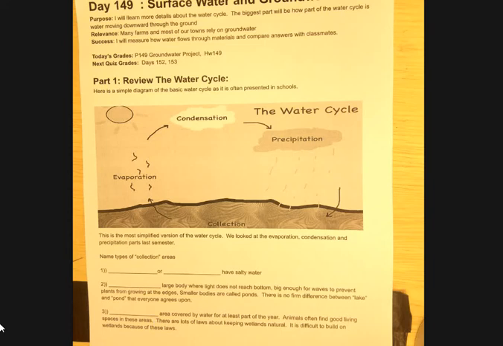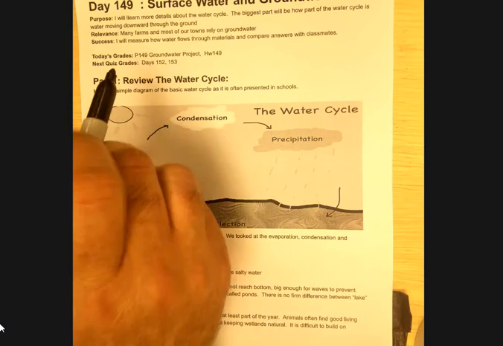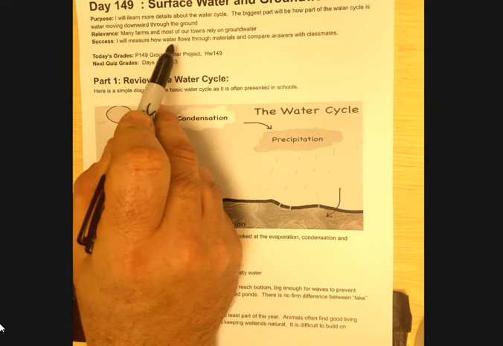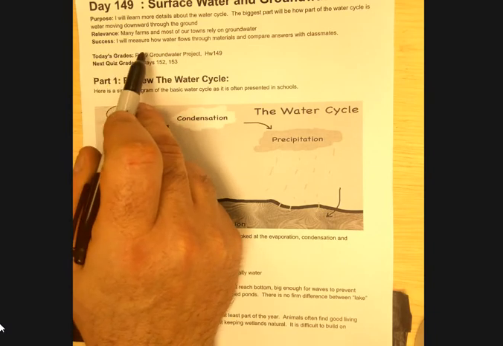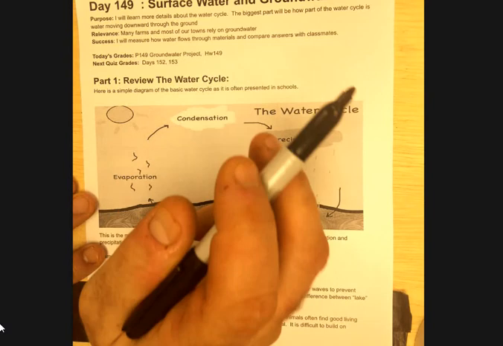Day 149, Surface Water and Groundwater. Our purpose today is to learn more details about the water cycle. The biggest part will be how part of the water cycle is water moving downward through the ground. Relevance: many farms and most of our towns rely on groundwater. Success: you will measure how water flows through materials and compare answers with your classmates.